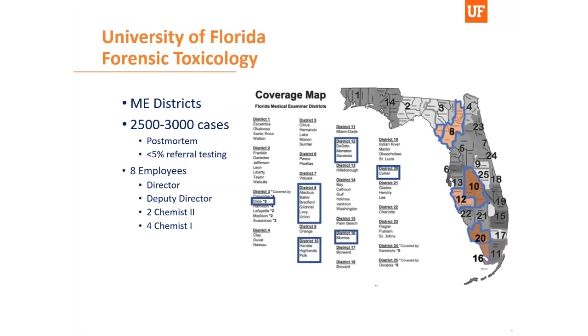The University of Florida Forensic Toxicology Lab is a postmortem toxicology lab that serves 5 medical examiner districts within the state of Florida. 15 counties reside within these 5 medical examiner districts, as you see with the blue borders in the image on the slide. We receive between 2,500 and 3,000 cases a year, and we also receive less than 5% of cases that involve referral testing. Our lab has a total of 8 employees consisting of our director, myself, the deputy director, 2 chemist 2s, and 4 chemist 1s.